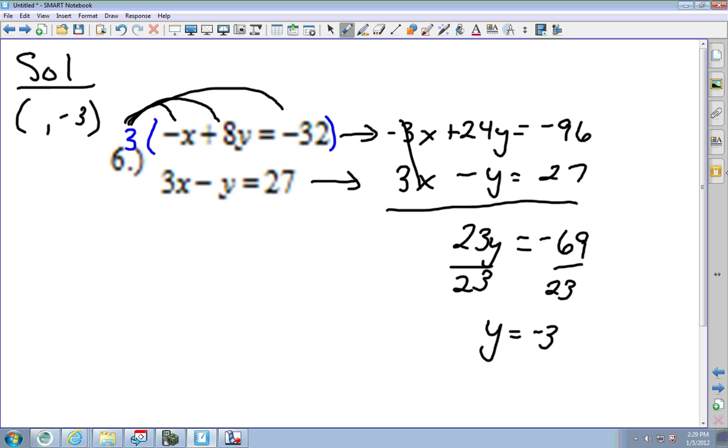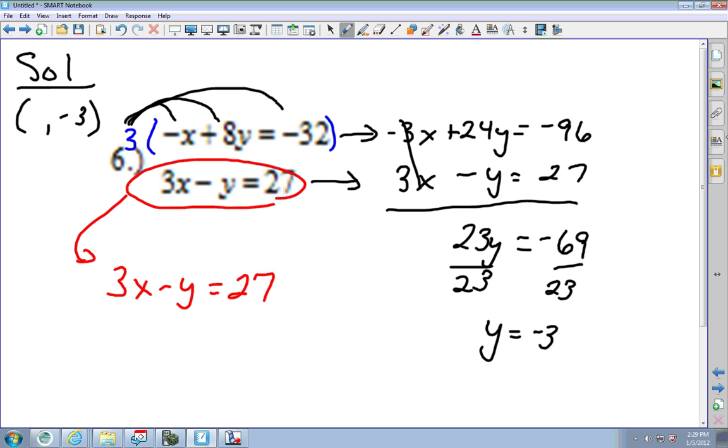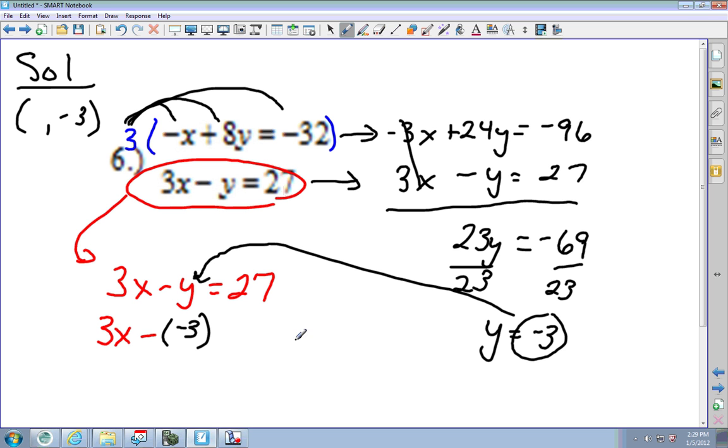Now, choose one of your two equations. I'm going to go ahead and choose this one right here. I'm going to bring this here. I've got 3x minus y equals 27. You're going to take negative 3 and put it in here for y. I get 3x minus y. Well, y is negative 3 equals 27. Minus a negative, that makes it positive. So I get 3x plus 3 equals 27.